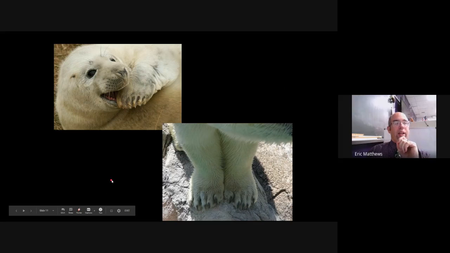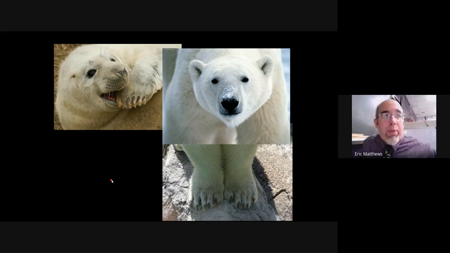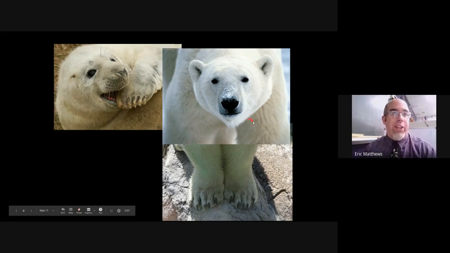And if you said that that's a polar bear, you would be right. Very close relatives, except the polar bear is the primary predator of the seal. So it's eating its cousin.